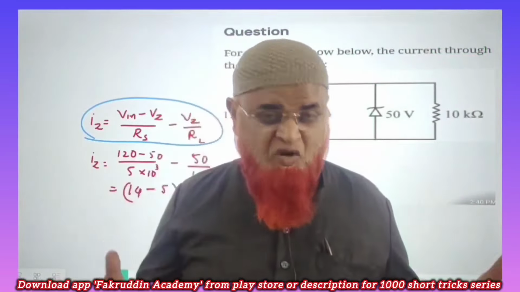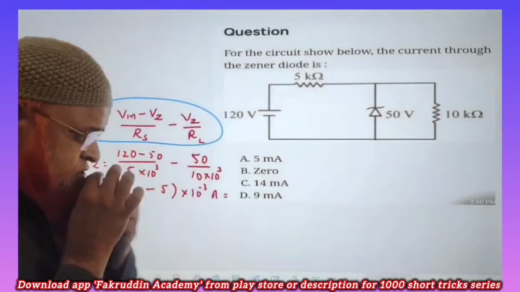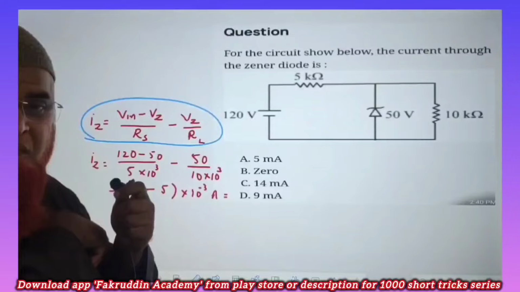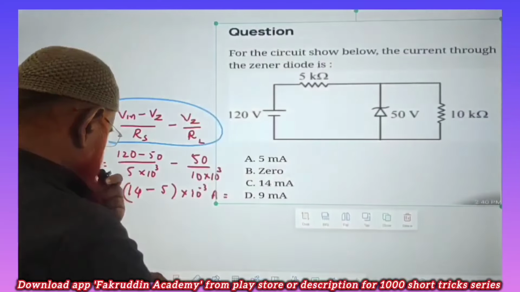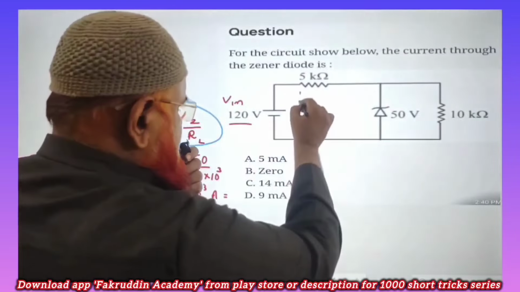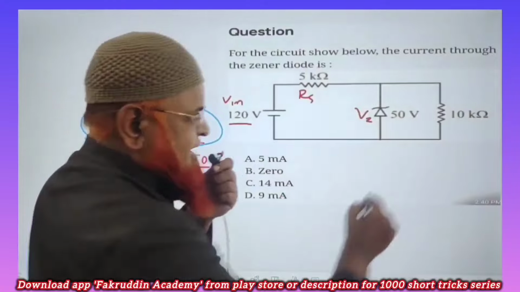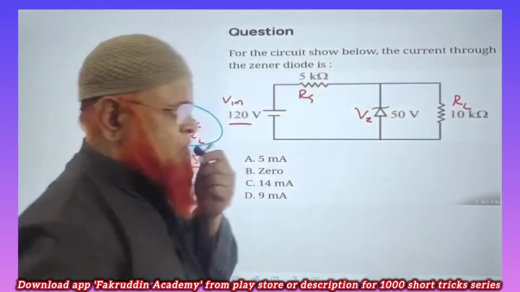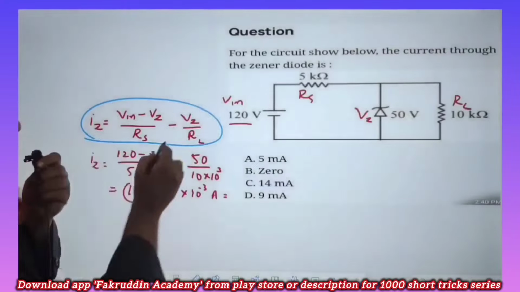But I have got a wonderful shortcut for you. And the shortcut is, in the case of a Zener diode, whenever it is given that V input is 120, and this is the series resistance RS, this is the voltage across the Zener diode, and this is the voltage across the load. That's it. If this is the data given, we can use a direct single step formula here.